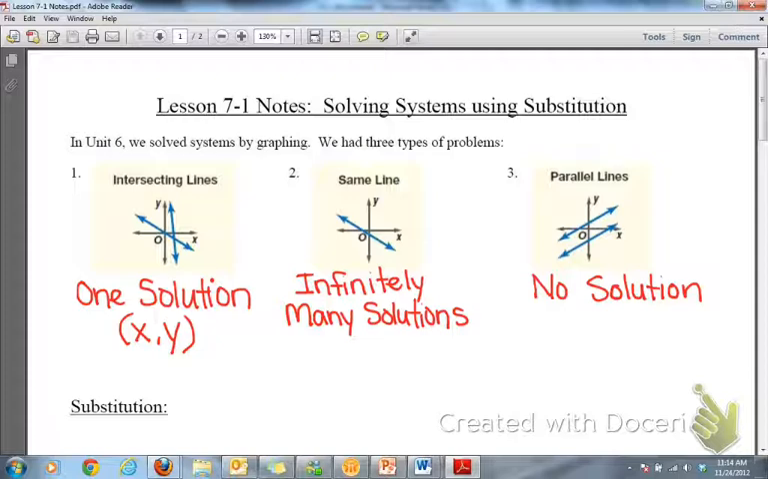So, luckily, we have 3 other methods of solving systems of equations. And this is what Unit 7 is all about. We're going to solve systems using these 3 other methods. And in this lesson, you're going to learn how to use the substitution method to solve systems of equations.